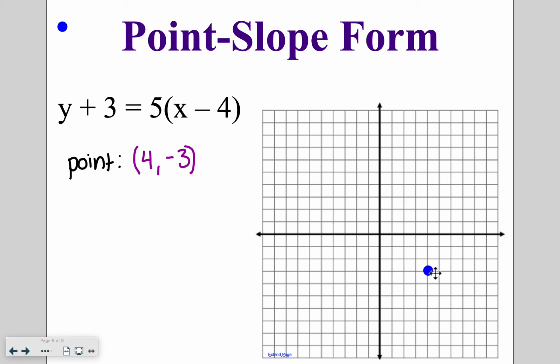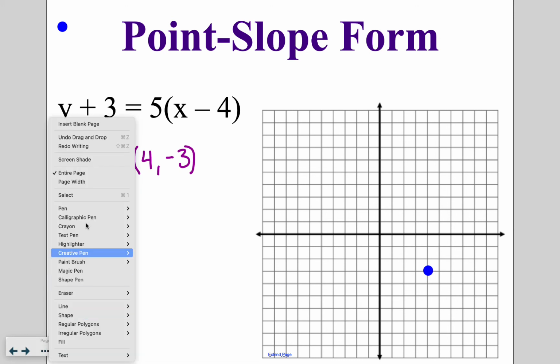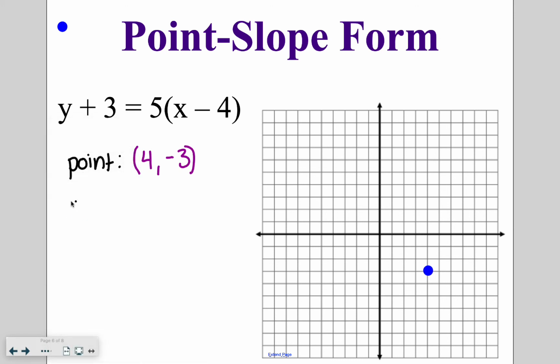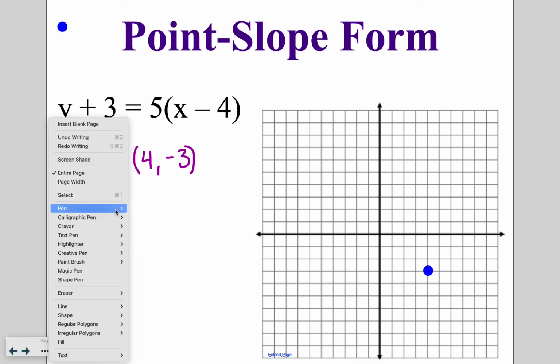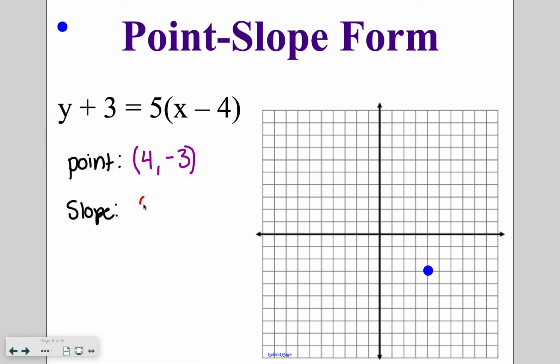-3 onto my graph. Then I need to identify my slope, which in this case is a +5, meaning that when I'm using it to graph, it is a +5 over 1, meaning that I go up and to the right. So I'm going to start at my original point and go up 5 and 1 right, and then repeat that process and go up 5 again and 1 to the right.